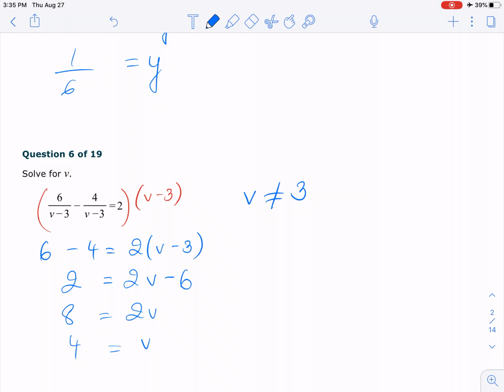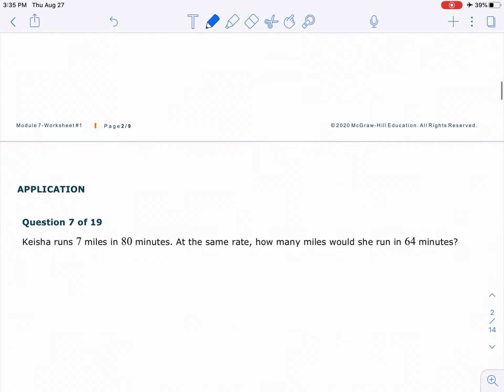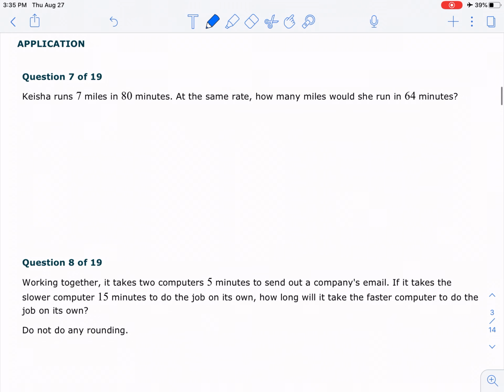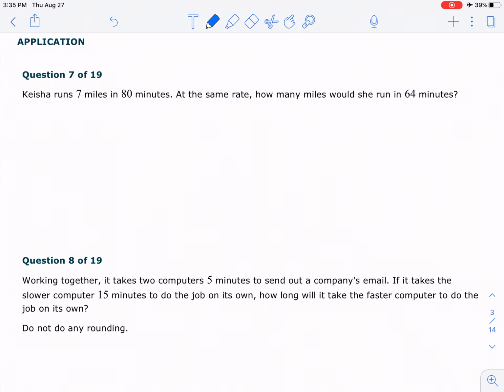All right, straightforward. Now let's try some application problems. When it comes to application problems, for rational expressions there are many types. The easiest type would be proportion. So you see right here, we have Keisha runs 7 miles in 80 minutes. At the same rate, how many miles would she run in 64 minutes?